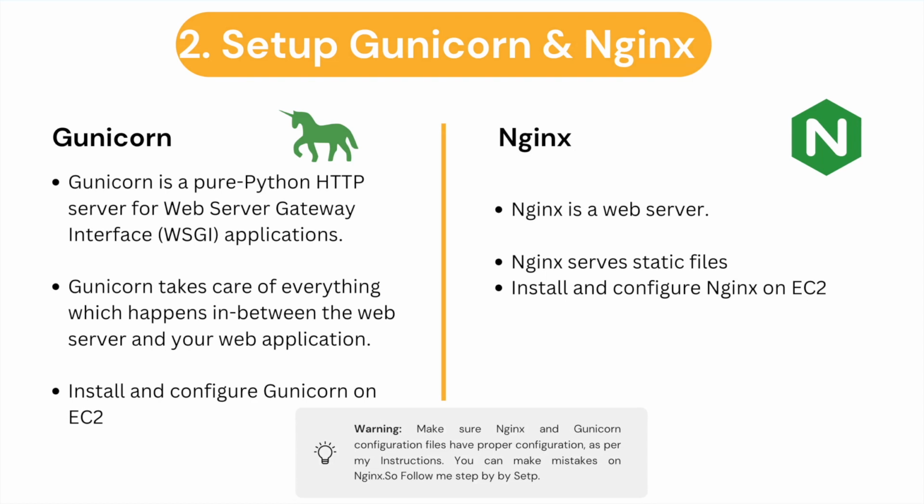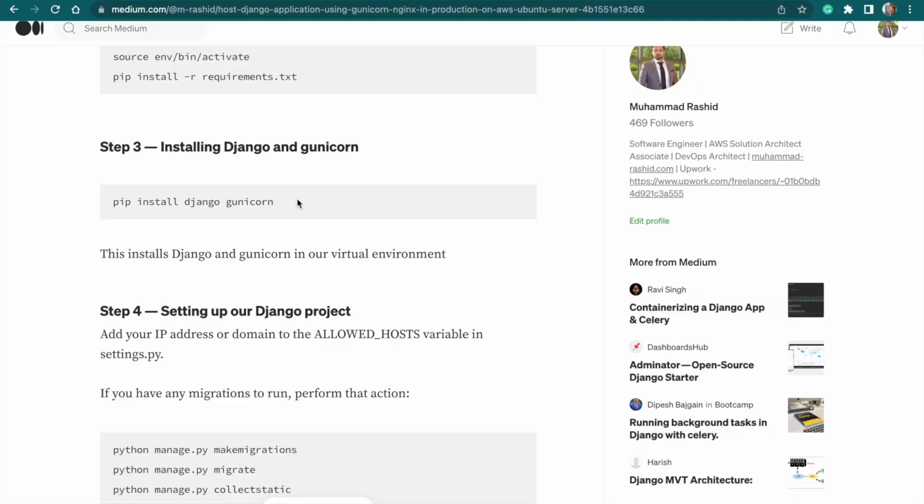Okay, now we have to set up Gunicorn and Nginx on our EC2 instance. So actually, Gunicorn is a pure Python HTTP server for web server gateway interface applications. It will communicate with our Django application and pass the response to Nginx. We will use Nginx because it will be a web server. It will also serve our static files. So let's install and configure both on the AWS instance.